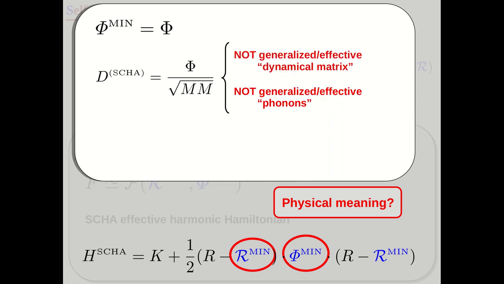But the second quantity, phi minimum, to answer this question, what is the physical meaning of this quantity?